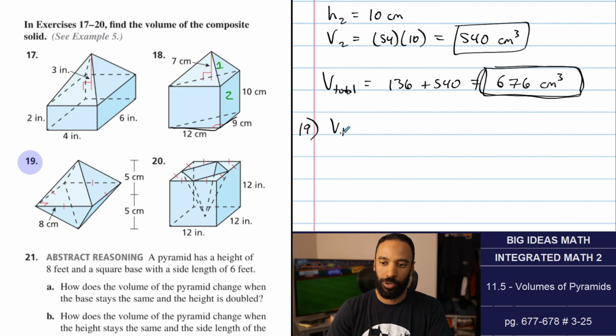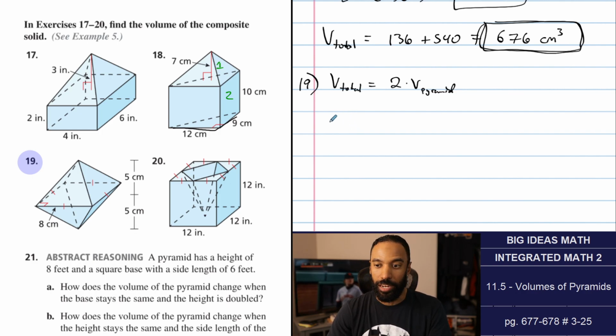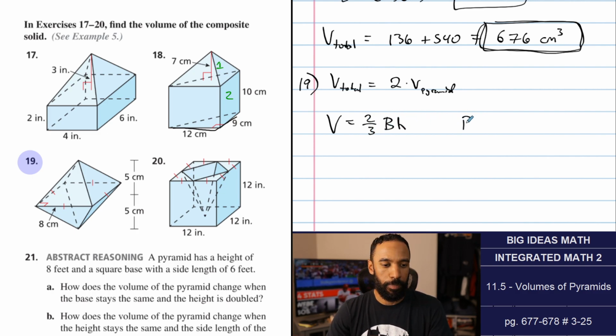So the volume of the total equals 2 times the volume of either pyramid. So let's just find the volume of that pyramid and then double it. In fact, volume of a pyramid is 1/3 area base times height. Let's just do 2/3 area base times height. Boom. Okay. So let's find the area of the base.